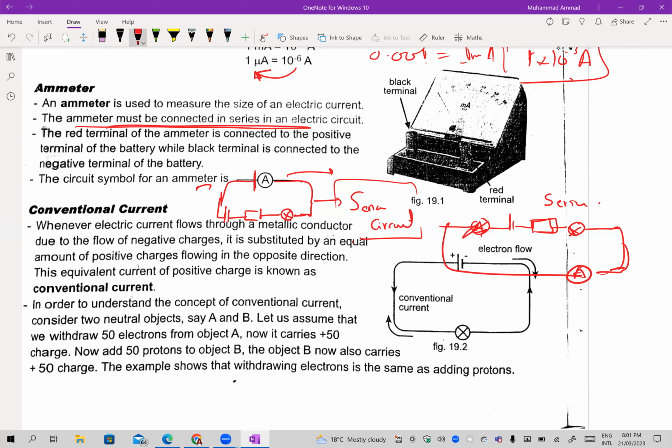So this is a series circuit, and an ammeter has two terminals, a red terminal and a black terminal, okay? So the red terminal is always connected to the positive side. This is the positive side. And the black terminal is always connected to the negative side of the battery. This A is the circuit symbol of an ammeter.